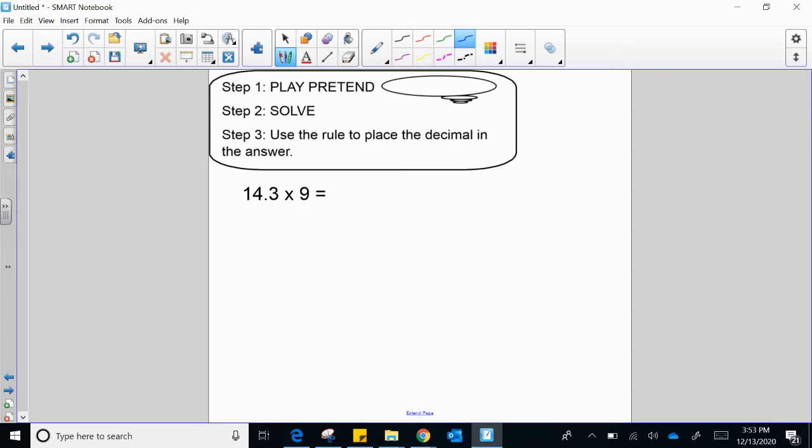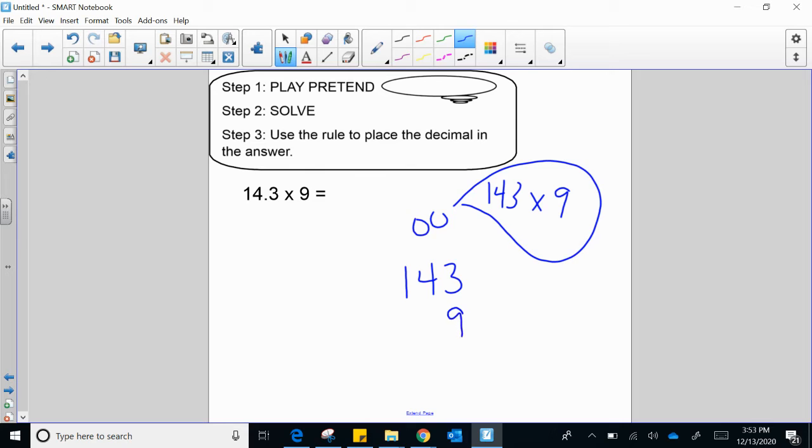So let's take a look at this one. I'm going to play pretend and pull out those decimal points. I have 143 times 9. So this just becomes a simple 3-by-1 multiplication problem. 9 times 3 is 27. 9 times 4 is 36, plus 2 is 38. And last but not least, 9 times 1 is 9, plus 3 is 12.